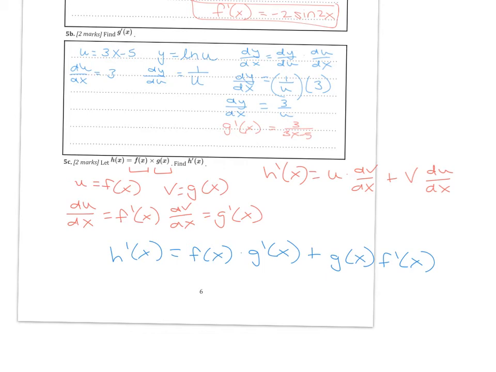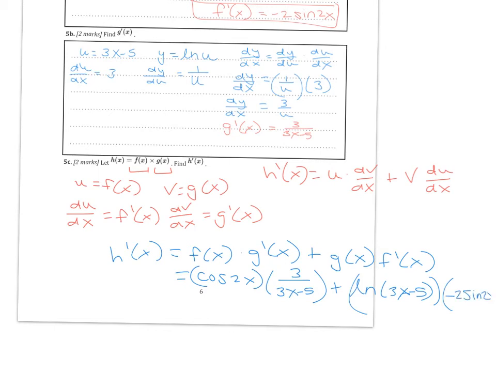Now, we're not done until we substitute. But the nice part about this problem, as IB likes to do, they have guided you towards this entire process. So we know that f of x was cosine of 2x. We already found g prime of x to be 3 over 3x minus 5. We know g of x to be ln of 3x minus 5. And then we know f prime of x is negative 2 sine of 2x.